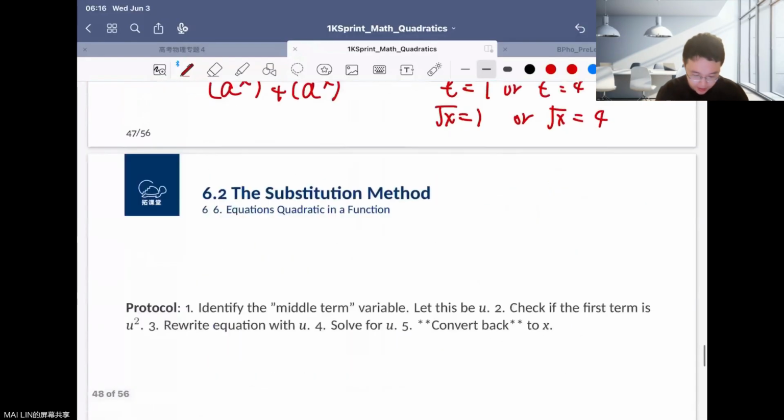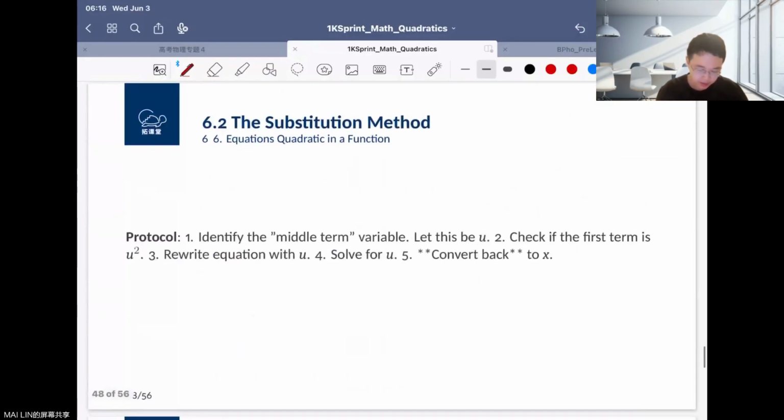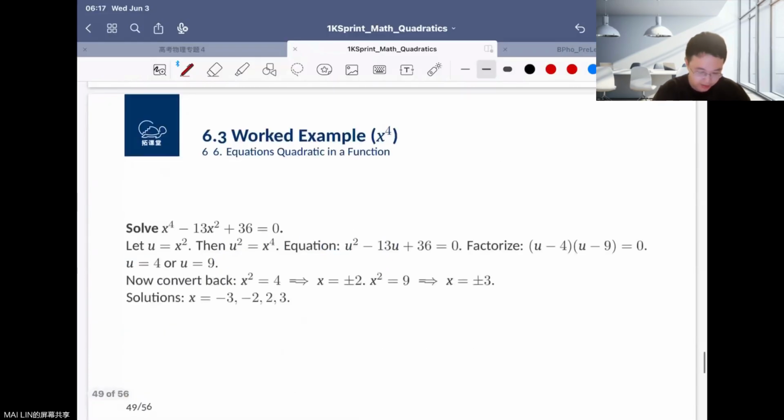Okay. And we can use the substitution method: first identify the middle term variable, which becomes u, then check whether it can be written as u squared, and then finally solve the quadratic equation. Okay, so let's have a working example together.